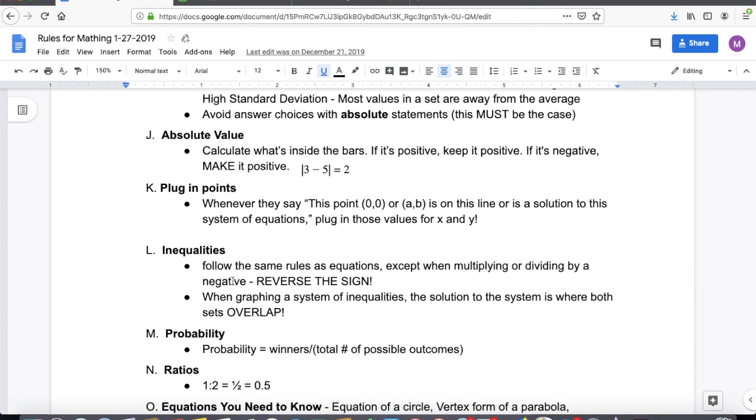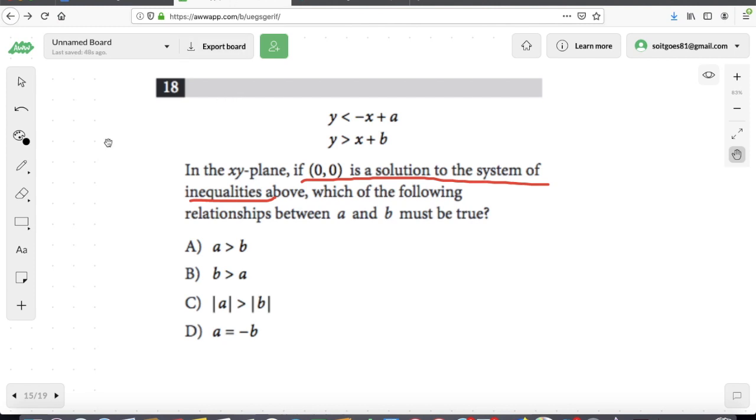Plug in points. I'm going to read this real quick. I don't think you have access to the Rules for Mathing in front of you right now, but I'm going to read it. It says, whenever they say this point 0, 0 or a, b is on this line or is a solution to this system of equations, plug in those values for x and y. Which should make sense, right? Because why would they be telling you 0, 0 is a solution to that?